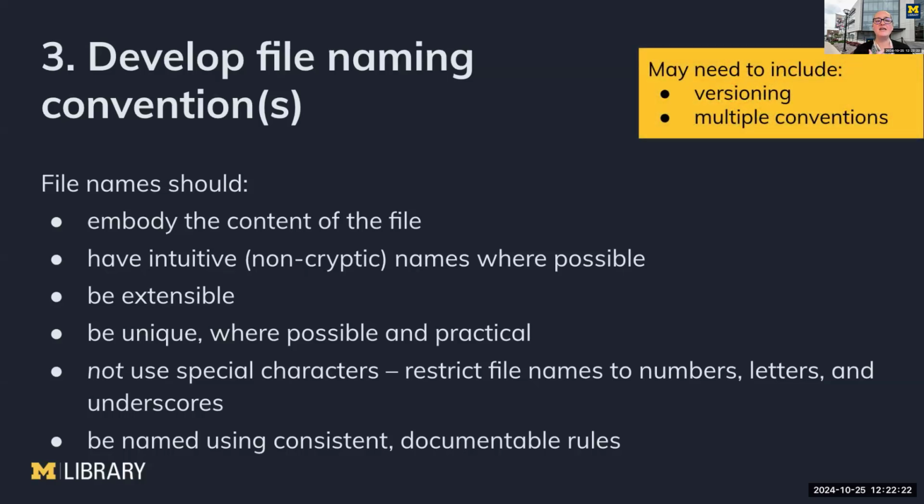Something else to consider is that you might need to include versioning in your file name. I know some storage platforms include versioning. So I think Box has a way of tracking versions of files without having to necessarily include that. But you also might need to consider having multiple file naming conventions, again, for separate aspects of your project, or if you have a lot of files, you can divide it in a way that makes sense and have a file name convention for each of those separate sections.